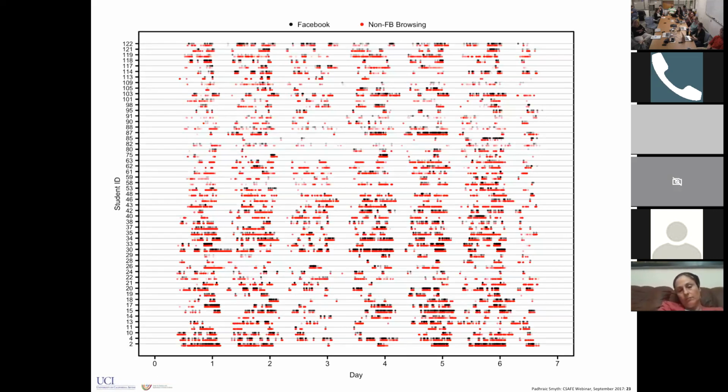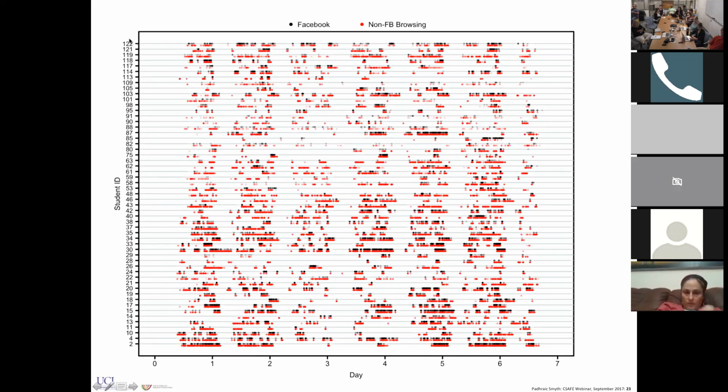If you take those students, this is about 50 of the 128 total students. This is a very dense plot that Chris generated. On the x-axis, we have time. On the y-axis, we have different students. So let me explain what's going on here.